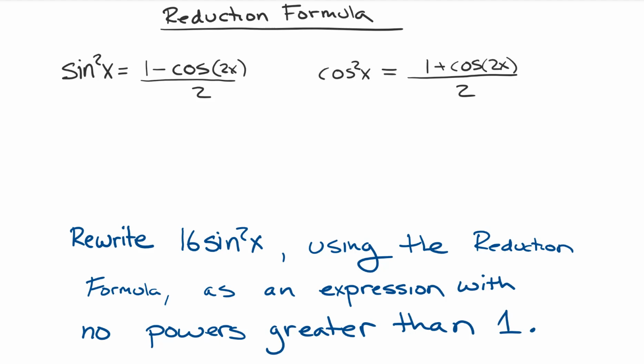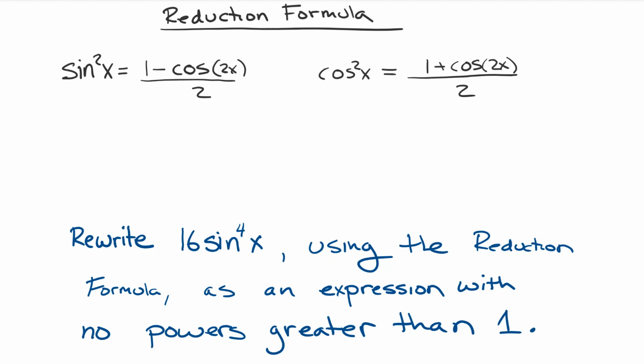Well, we have our two power reduction formulas, our sine squared and our cosine squared. And here's a question that I love to ask. We're going to rewrite 16 times sine squared of x using the reduction formula, and I don't want sine squared. I wrote that in wrong. Hold up just a second. Oh, there it is. I want sine to the fourth of x, using the power reduction formula, as an expression with no powers greater than 1.